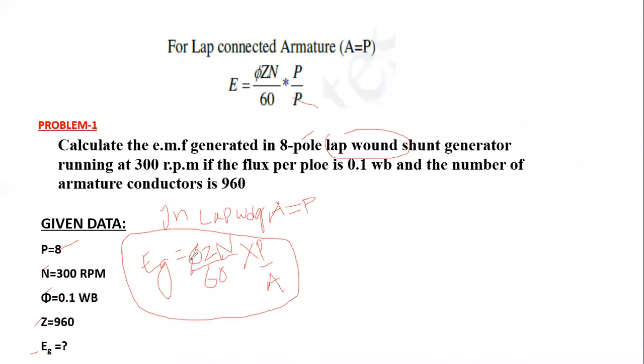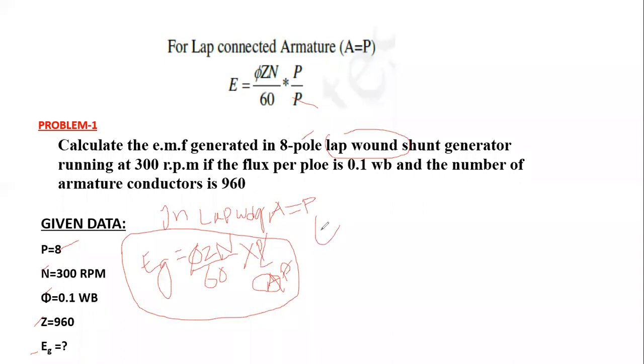Okay, phi is the flux per pole. Next, Z is the number of conductors, N is the speed, P is the poles, and A is the number of parallel paths. In the lap winding, A is equal to P, so A is replaced with P. Therefore, the P by A gets cancelled. Then what is the formula? Therefore, EG is equal to phi Z N by 60.